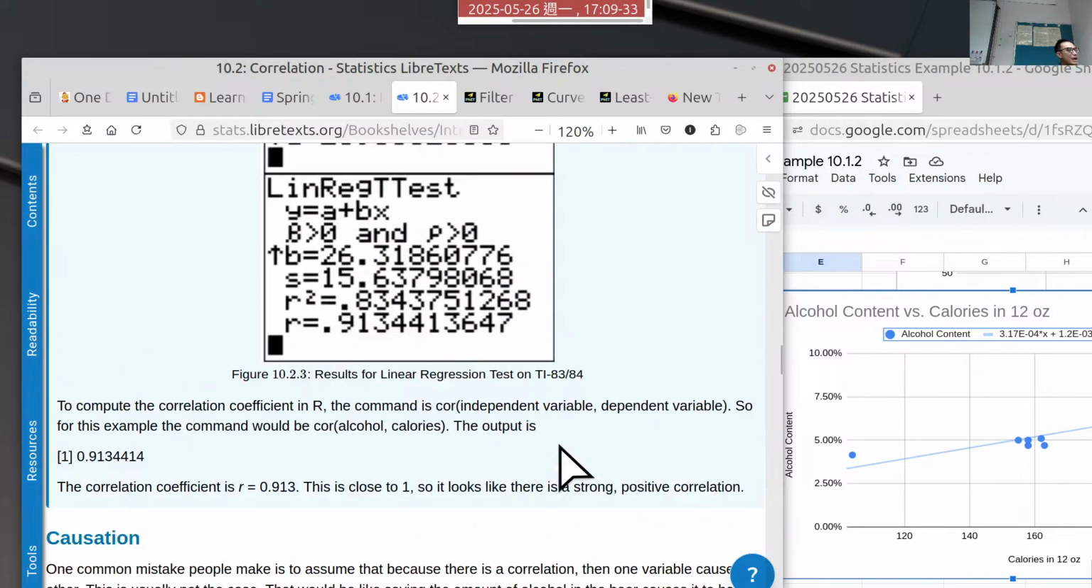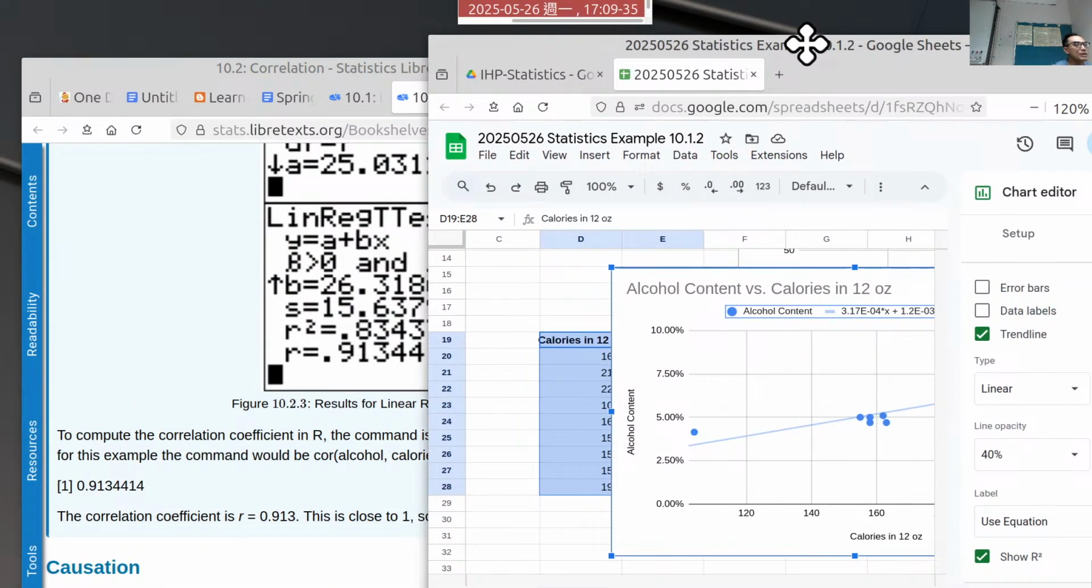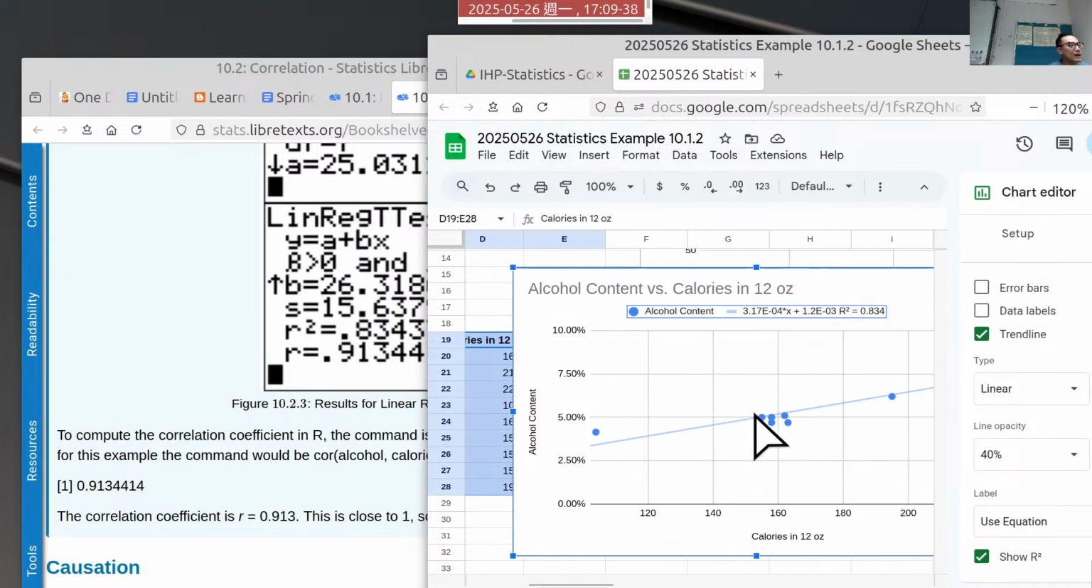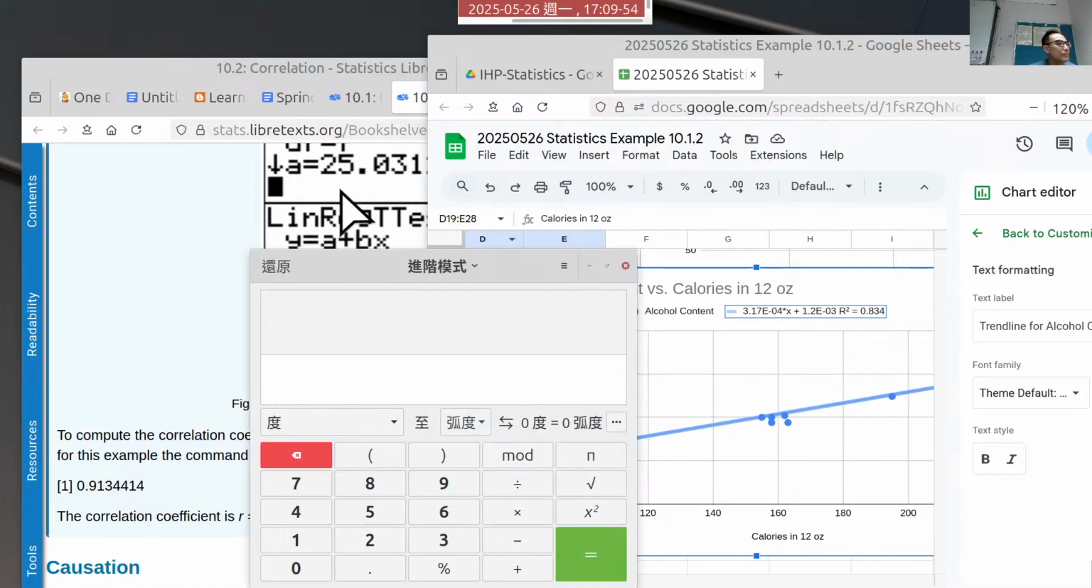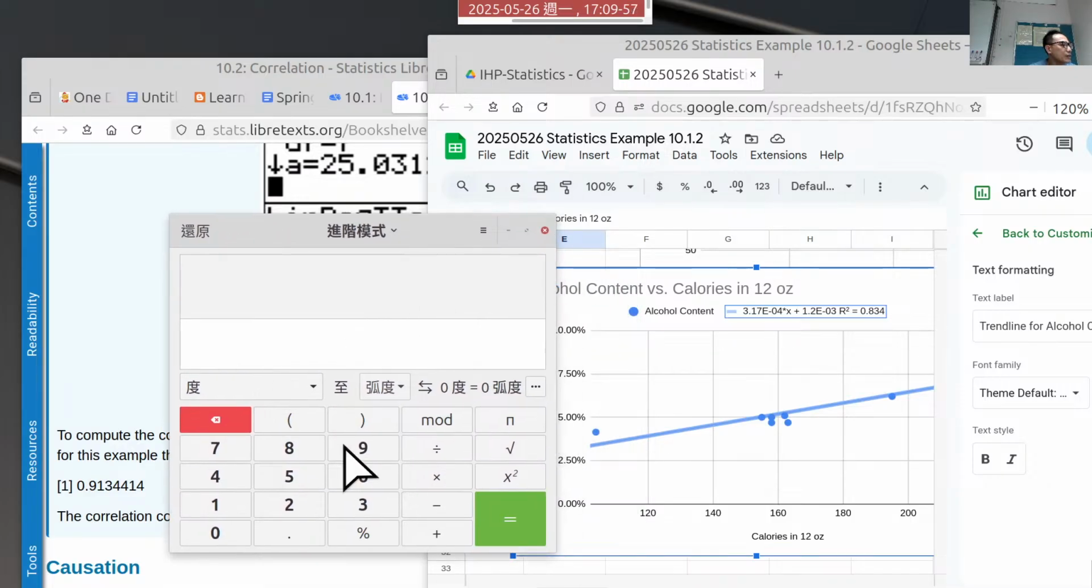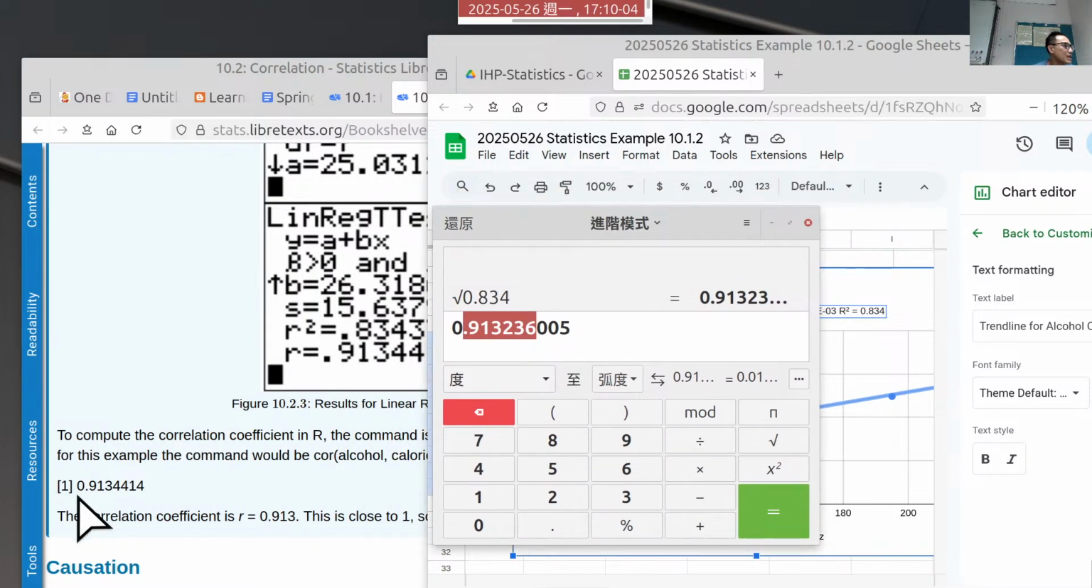Okay, and now I hope you can finish this assignment, have the equation and the R square value. You may say, wow, it's different, how can you get it? Yeah, you can use the calculator. The square root of 0.834, we got this, the same as this one. Is it okay for everyone?